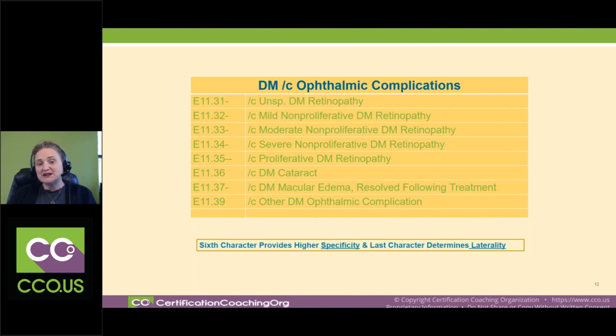So with this code set being set up the way it is, we know retinopathy is very common with our diabetics. We have non-proliferative, proliferative, we have cataracts, we have macular edema, and anything else would be an E11.39. That 6th character, when you get to it, is going to show higher specificity, and in the description where you see those dashes, it means there are more characters needed to tell the story. But that last character usually determines laterality, because you have a code for left eye, right eye, bilateral, both eyes at the same time.